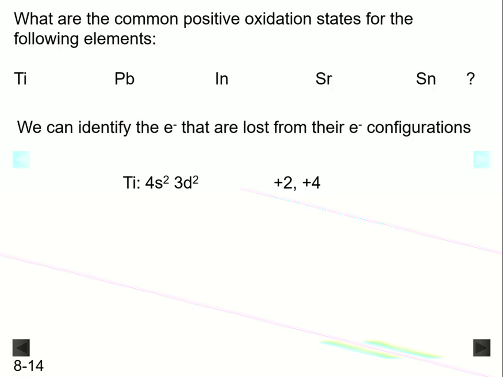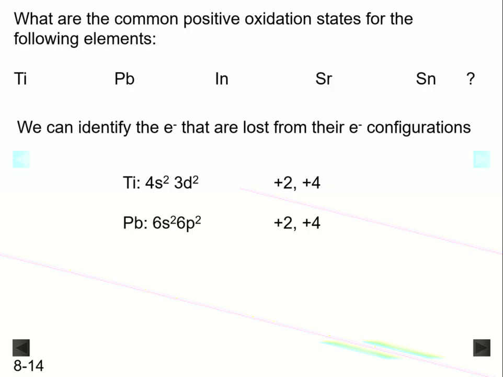So for titanium, the condensed or valence electron configuration is 4s2 3d2, and the first electrons to be lost are the s electrons. So you can lose the 4s2 electrons to form a +2 cation, and in fact that is a stable form. And then you can lose all 4 electrons, that is the s2 and the d2, to form a +4. Those are the common oxidation states for titanium.